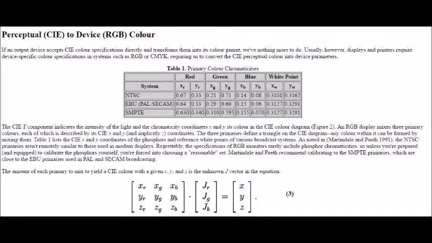That's how you take the crazy complicated information of the eye and turn it into a linear system that can be replicated on any screen.